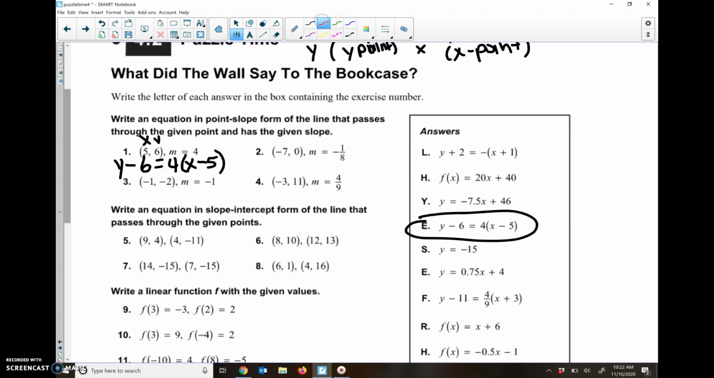And then one thing you want to be careful on, if we look at like number 3, are these ones that are negative. So then y minus a negative 2, minus a negative really turns into a plus. So that'll change to y plus 2. Our slope is a negative 1. And then x minus a negative 1 turns into the same thing. Minus minus turns into a plus. So it was plus 1. And so that one's going to be letter L up here.